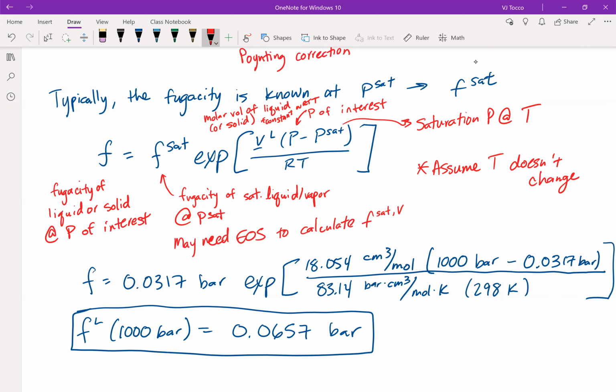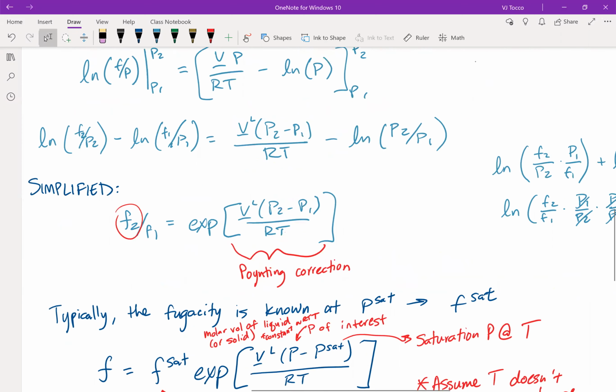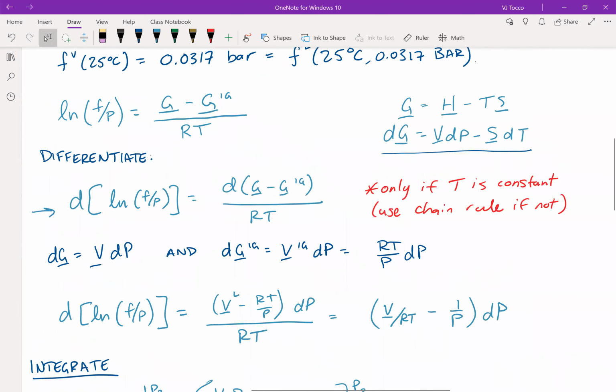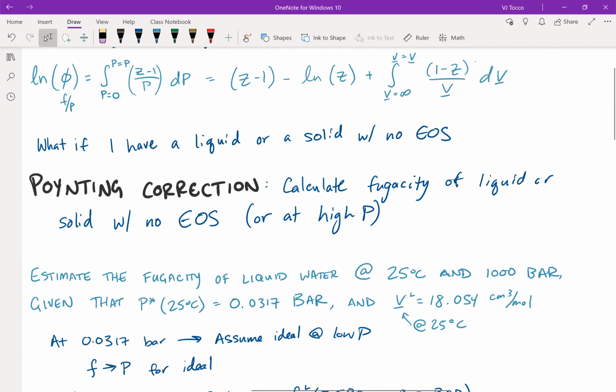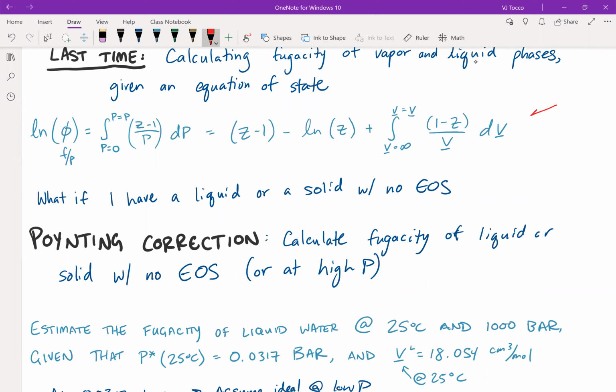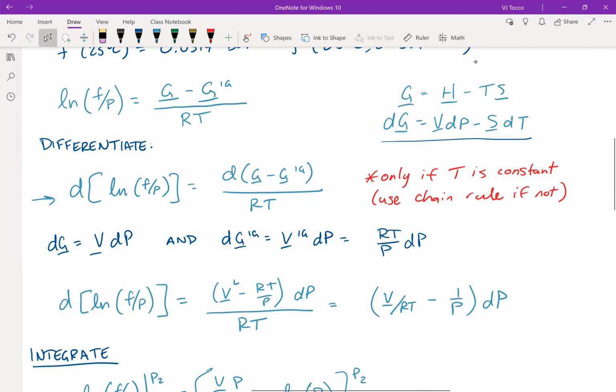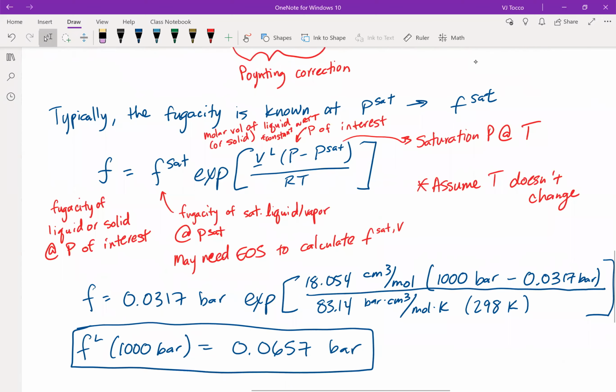All right, so what you would do is you would apply this equation up here. Remember, if you have an equation of state, you'd always apply this equation first. So if you have a vapor, and you're more likely to have an equation of state for the vapor than you are for the liquid or the solid, use this equation of state to figure out what the fugacity of the vapor is. You apply that reasoning that at saturation, the fugacity of the vapor is equal to the fugacity of the liquid.